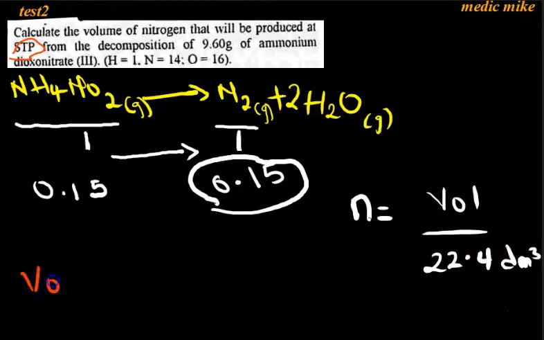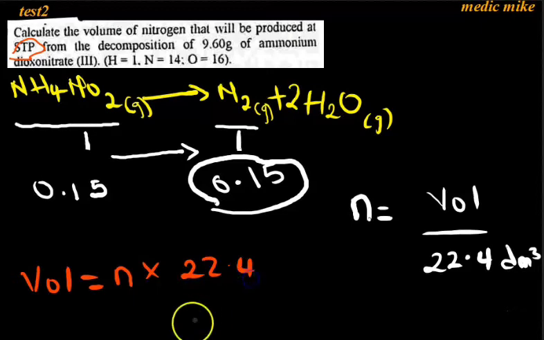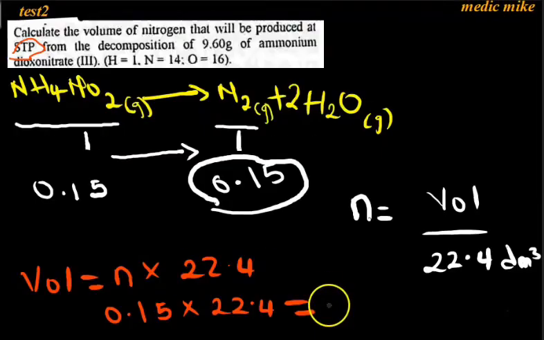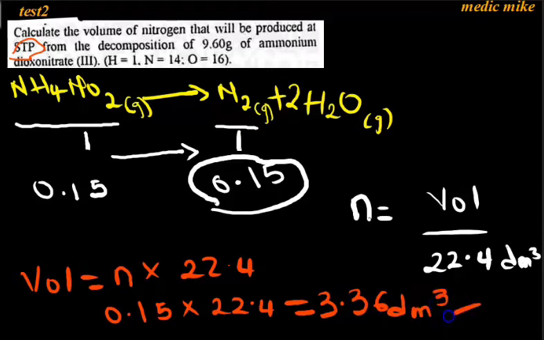So volume will now be equal to our mole times 22.4, and our mole over here is 0.15 times 22.4, and this will be equal to 3.36 dm³. So that's the final answer.